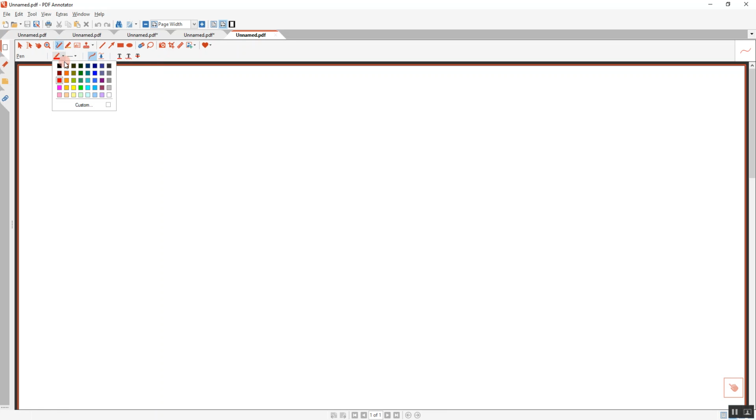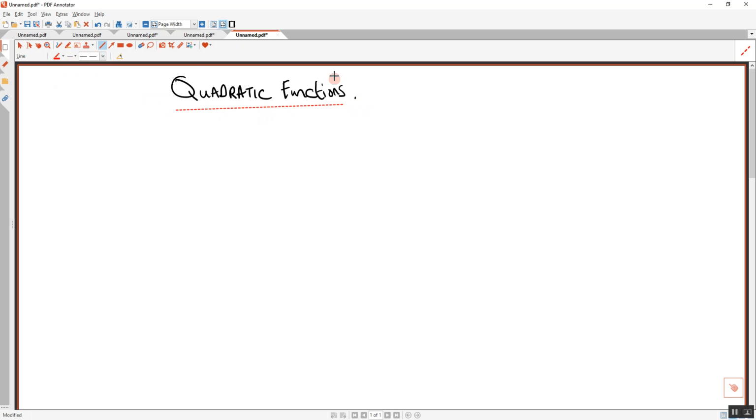Alright, our title today is Quadratic Functions, so it's kind of a continuation from what we did last time on Friday, looking at the shapes of our quadratics.